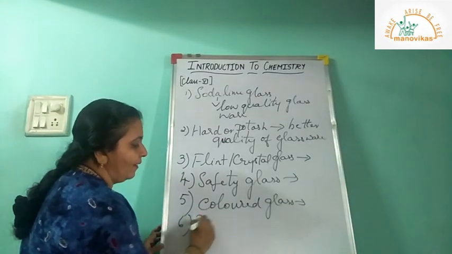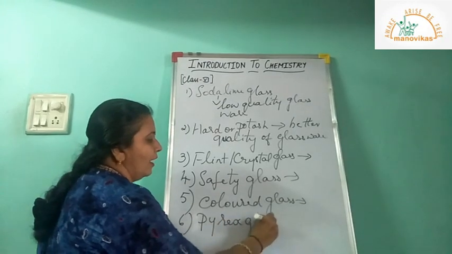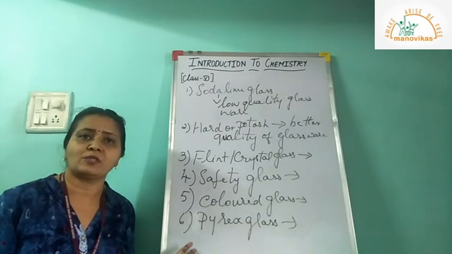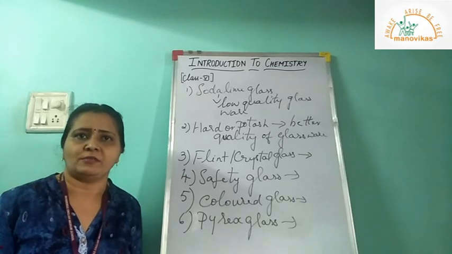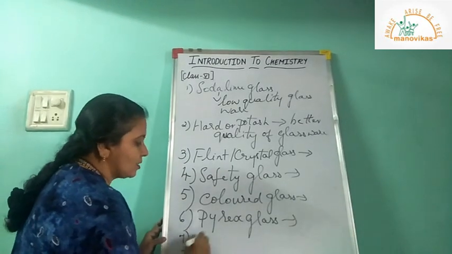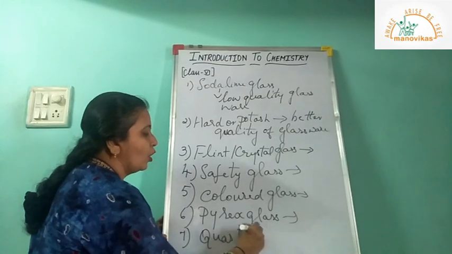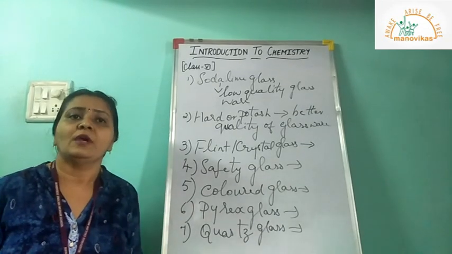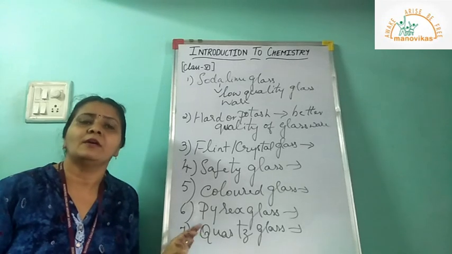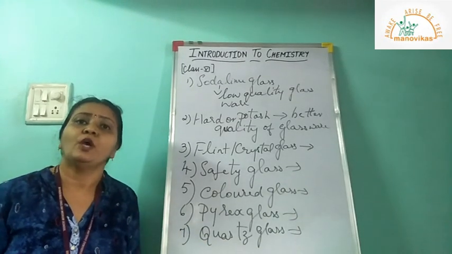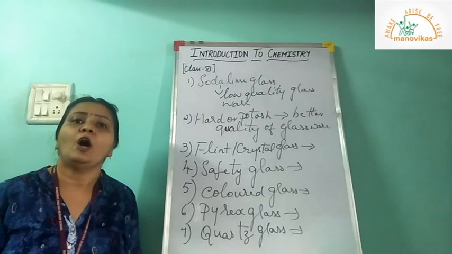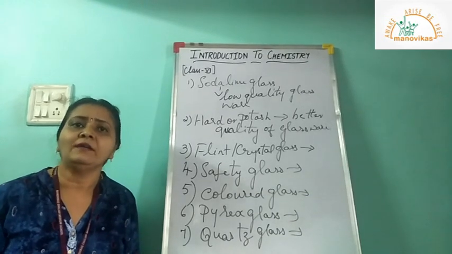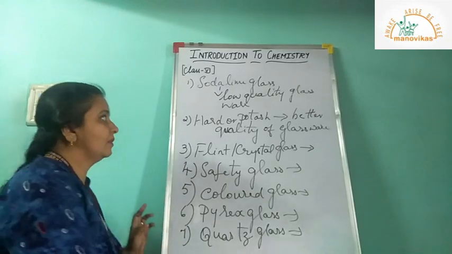Next one is Pyrex glass or borosilicate glass. This glass is mainly used in making laboratory apparatus. Next comes the quartz glass. Quartz glass is mainly used in making crucibles. What do you mean by crucibles? Crucibles means hot melting pots that are extensively used for chemical reactions. So to make that, we make use of quartz glass.